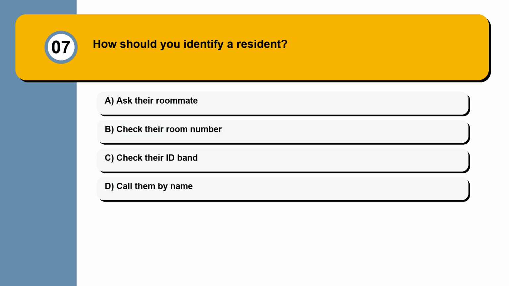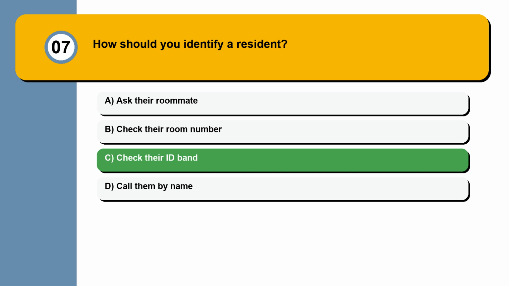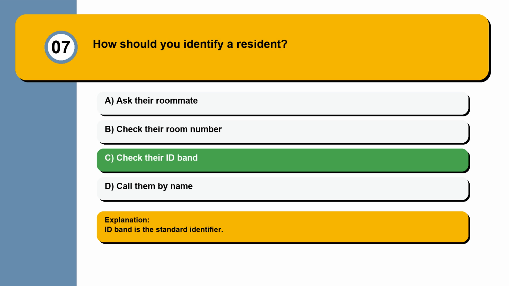Question 7. How should you identify a resident? Ask their roommate. Check their room number. Check their ID band. Call them by name. ID band is the standard identifier.